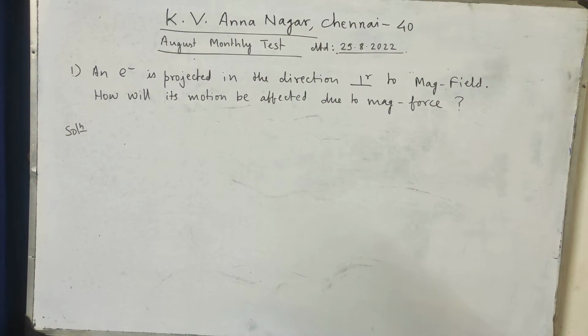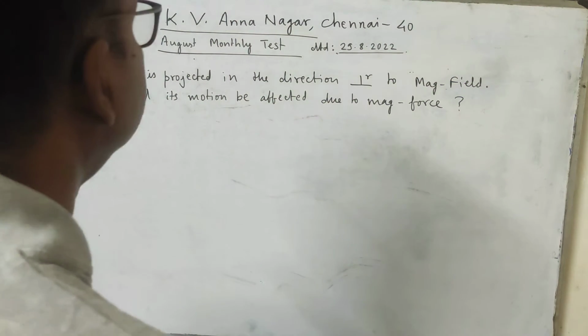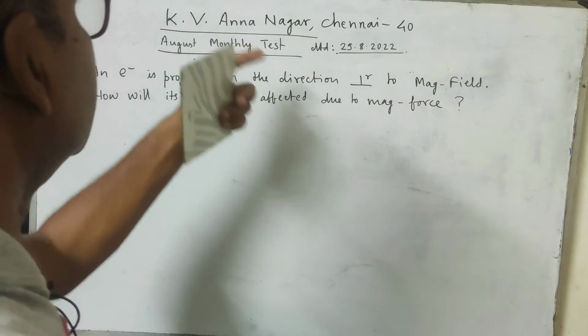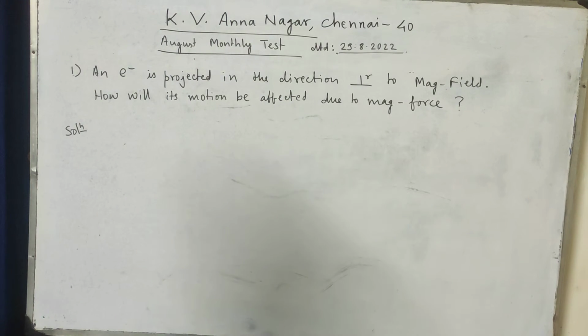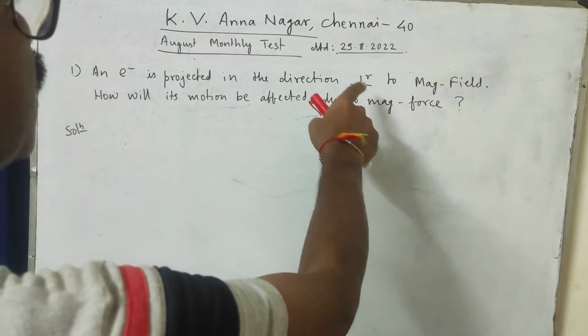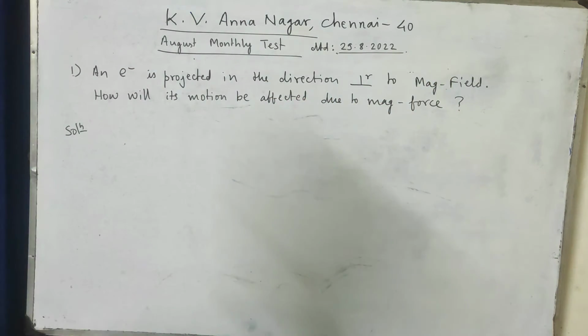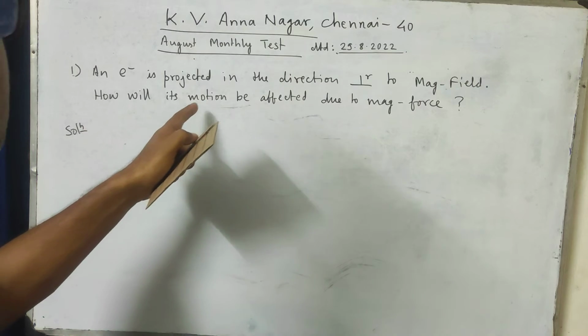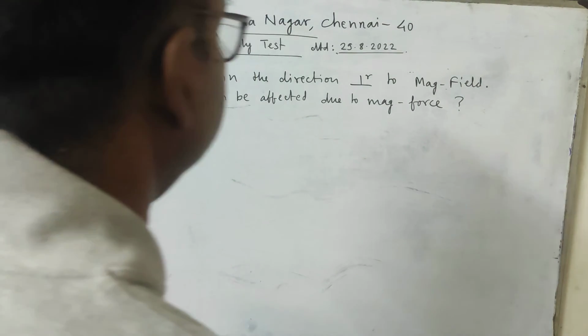Okay, so this is the question, August monthly test, KB Nagar, Chennai. An electron is projected in the direction perpendicular to a magnetic field. How will its motion be affected due to magnetic force?